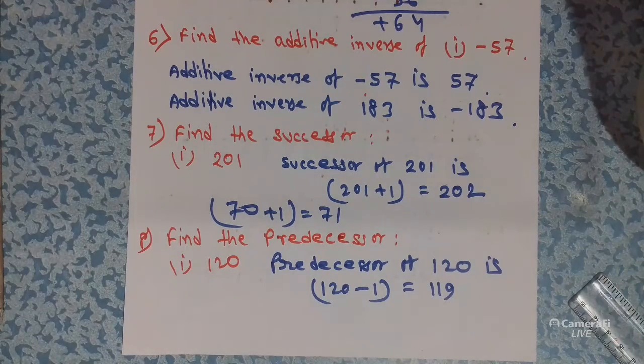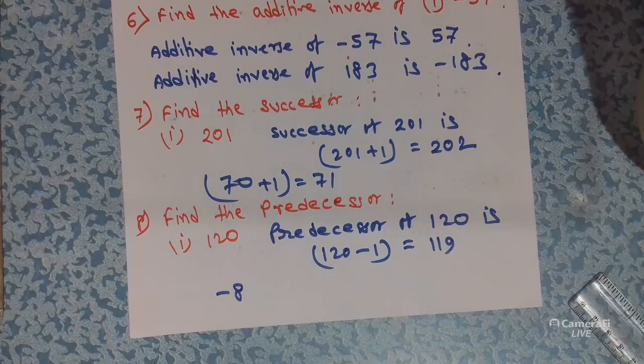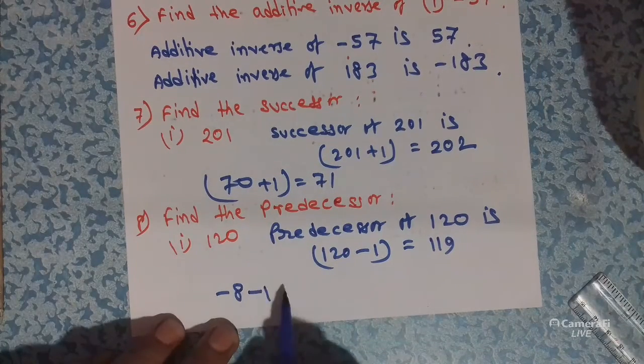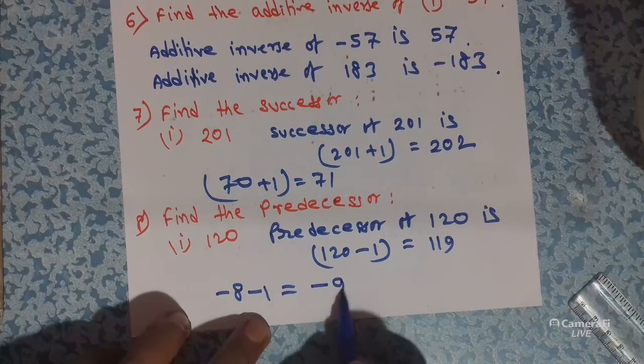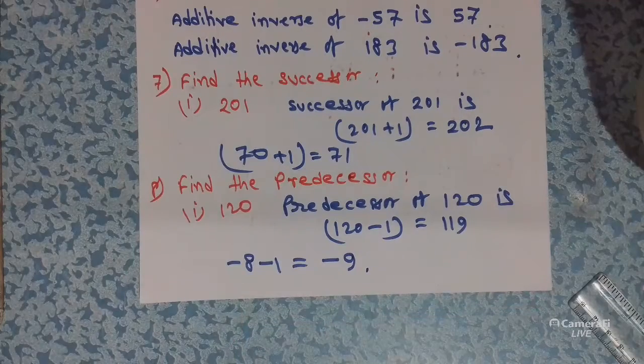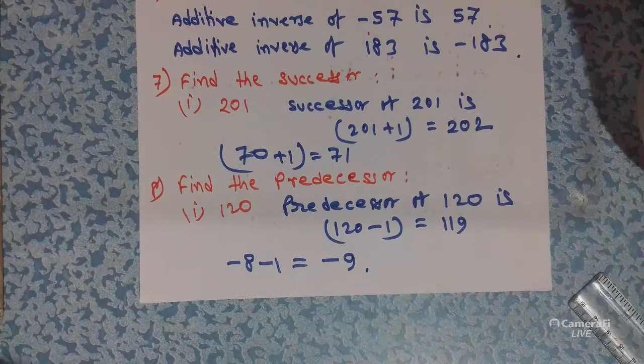So similarly, predecessor of minus 8, so that means minus 8 minus 1, so both are same sign, so that means we have to add the numbers. So minus 8 minus 1 is minus 9. Clear, students? So predecessor of minus 8 is minus 9.